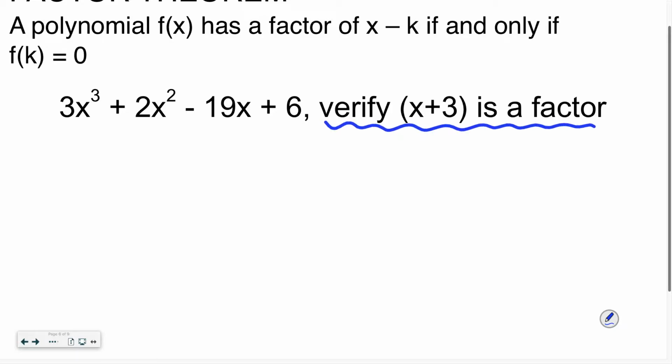Verify blah, blah, blah is a factor. Go ahead and write it down so you see how it's worded when you look back in your notes.